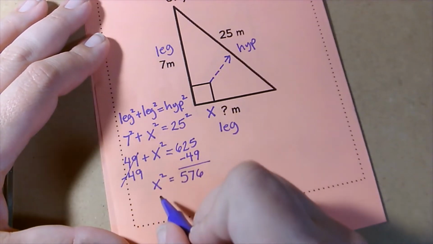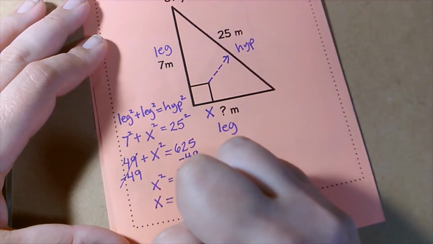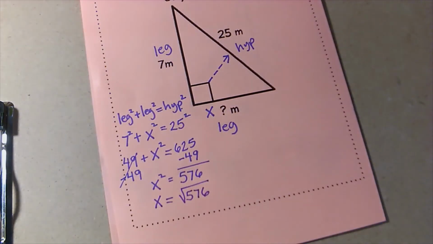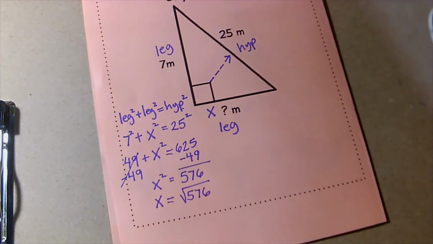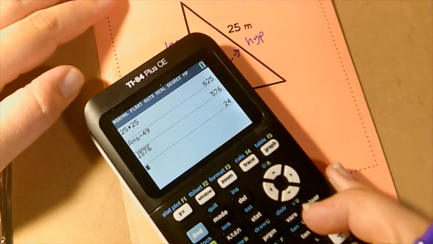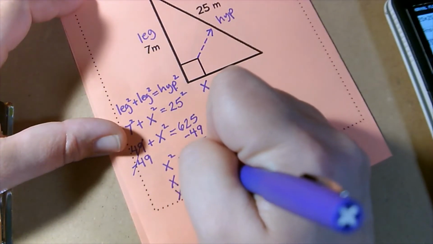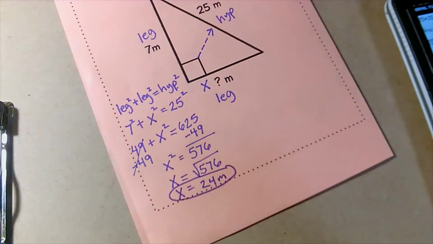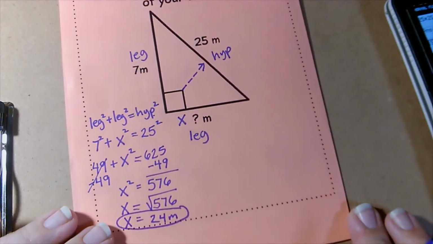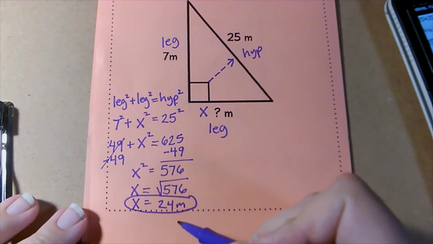Now I don't want x squared, I want x. So I'm going to have to do x is equal to the square root of 576. Go to my calculator, type in second square root 576. I get 24. It's a whole number, so I don't need to use the squiggly equal sign. X equals 24 meters. There's our answer. So that's how I used Pythagorean theorem to find a missing leg. This time my leg was 24 meters.